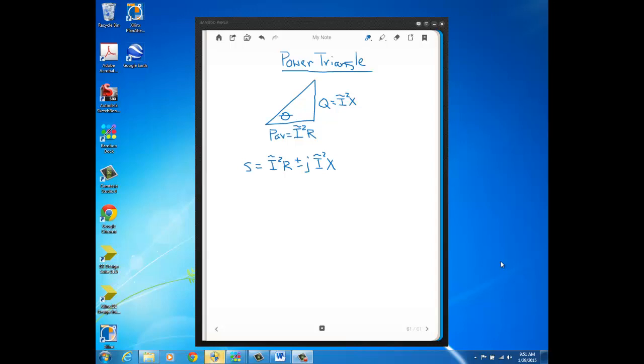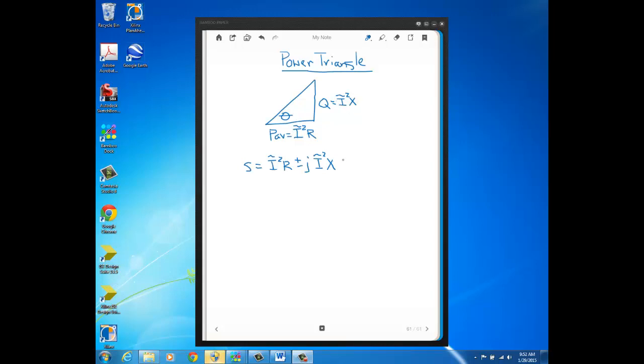Okay, let's continue on in this video and talk more about the power triangle. As we discussed previously, you can show the components of complex power, which is S, in a right triangle that we call the power triangle. Here I wrote one of the expressions for P average, I squared R, and then here on the opposite side of the right triangle I wrote an expression for reactive power, I squared X.